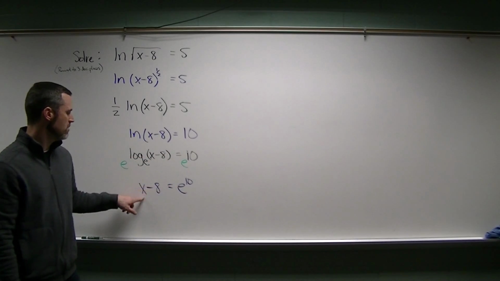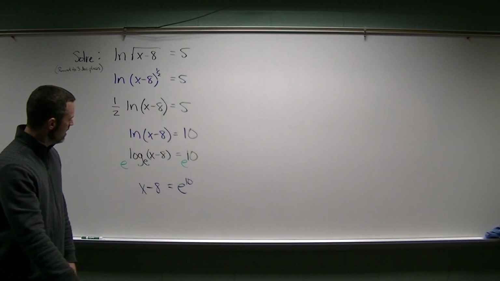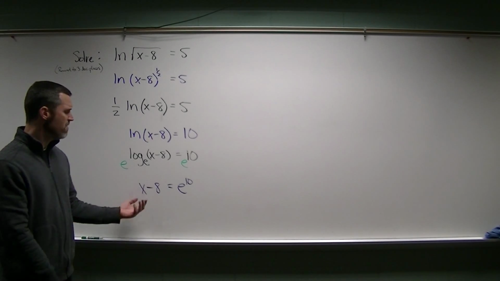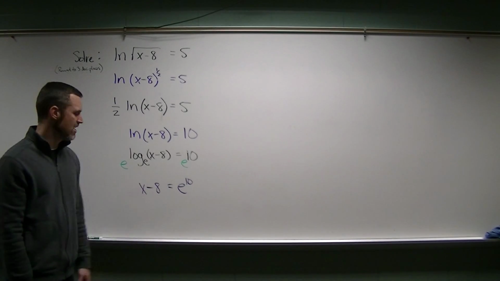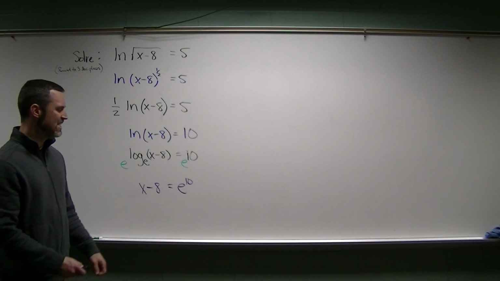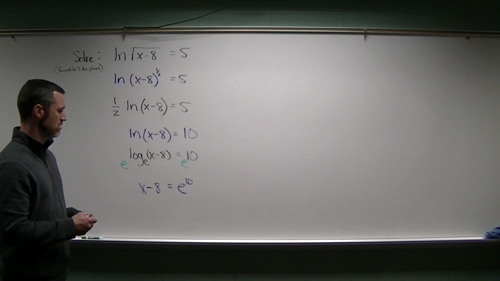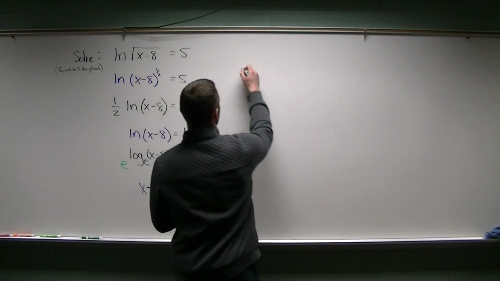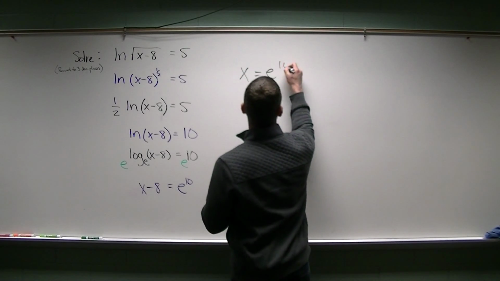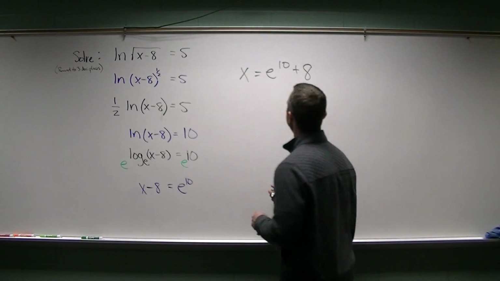For those of you that don't like what I did in green, if you just really want to think, what's the power on e that makes x minus 8? Well, it's 10, so that means e to the 10th made x minus 8. That's how I think about it a lot, just convert the form. So e to the 10th made x minus 8. There we go.